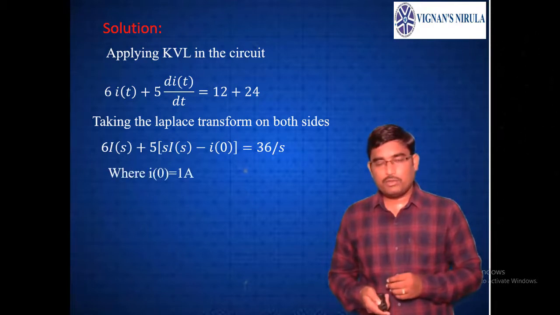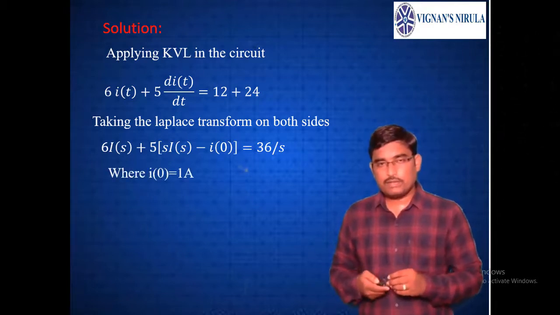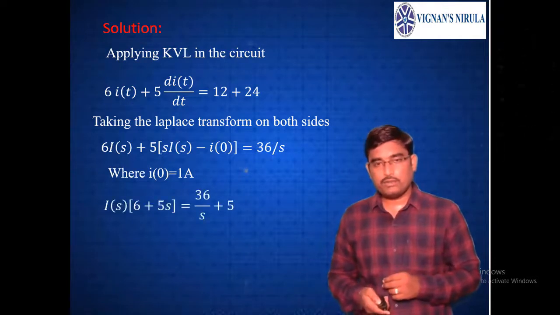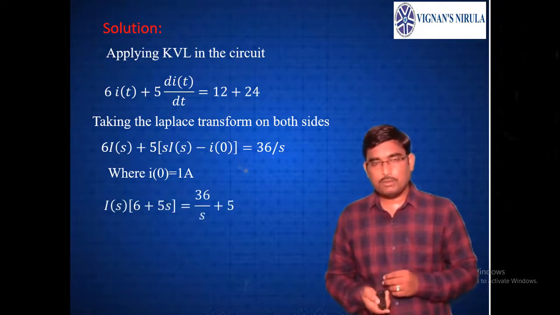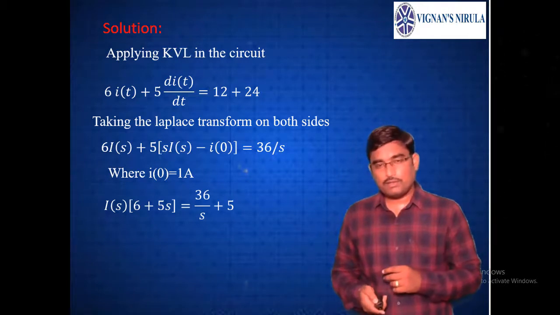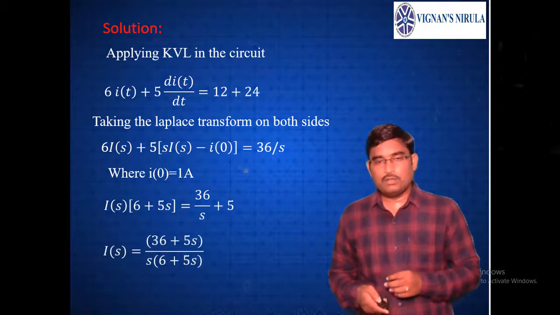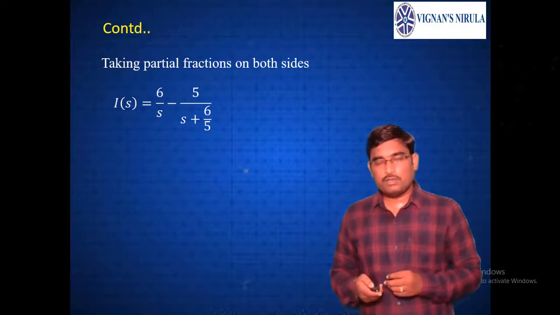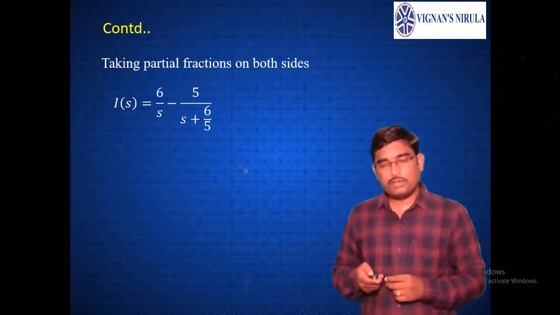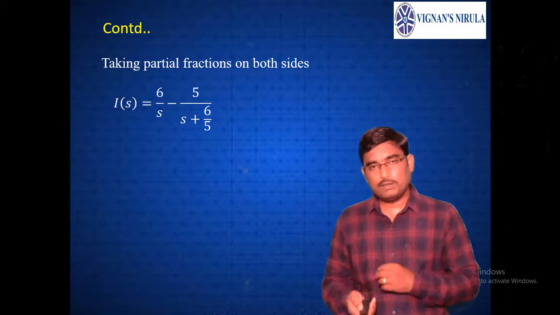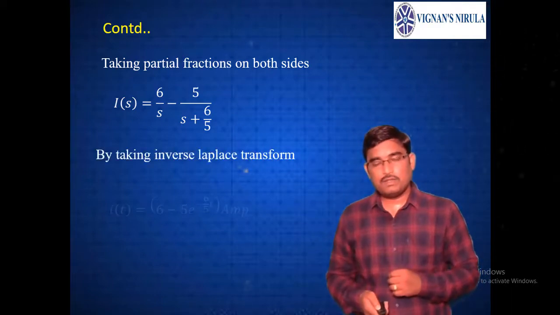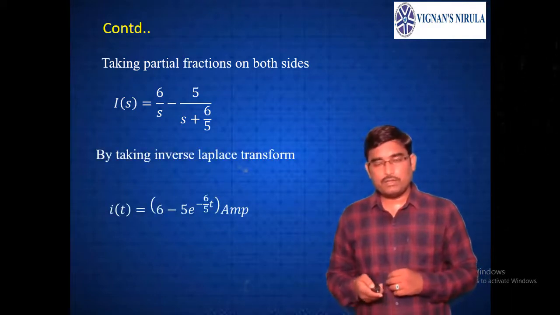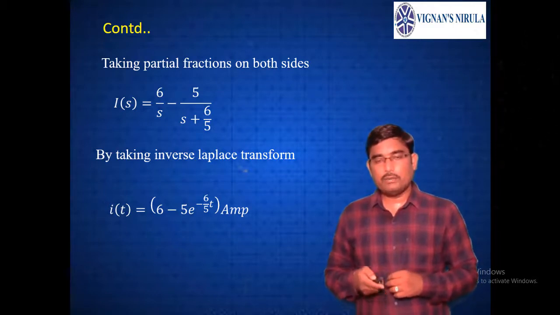Now simplifying the above equation, where the initial current is given as I of 0 equals 1 ampere, putting that value and taking I of s common, we get I of s into 6 plus 5s equals 36 by s plus 5. Now finally I of s becomes 36 plus 5s by s into 6 plus 5s. After doing partial fractions, I of s equals 6 by s minus 5 by s plus 6 by 5. Taking the inverse Laplace transform gives I of t equals 6 minus 5 into e power minus 6 by 5 into t.